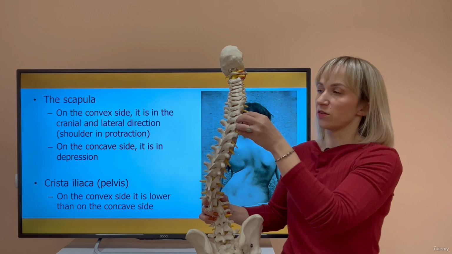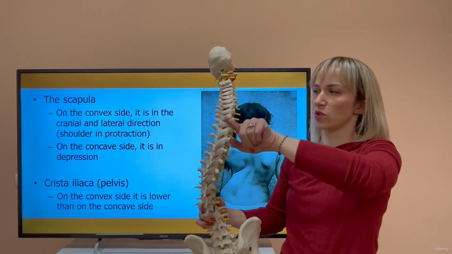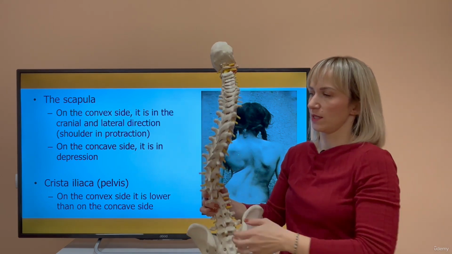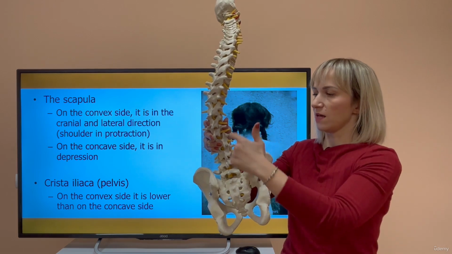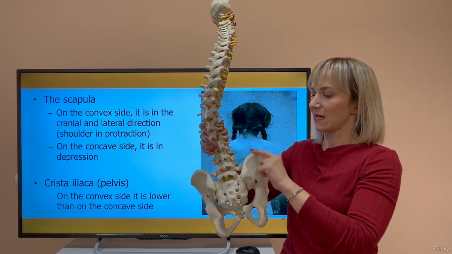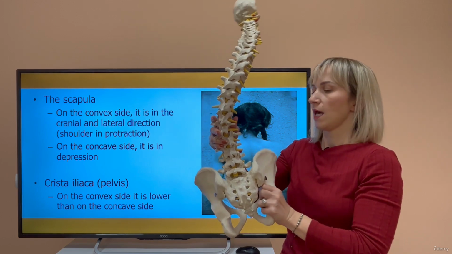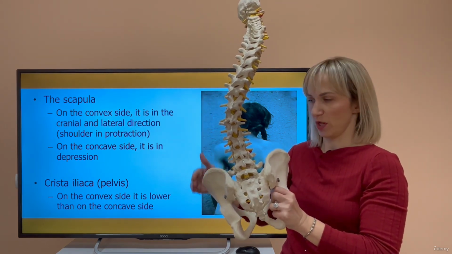So this means that the ribs here will be open and pushed posteriorly, and in the concave side, the ribs will be closed and pushed anteriorly. Also for the crest, as you could see, in the concave side, the iliac crest is in elevation, and the iliac crest of the convex side is in depression.